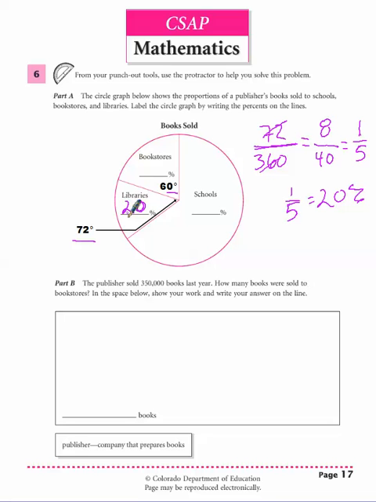As for the 60, it's the same thing. So 60 over 360, same deal. What goes into 60 and 360? 10 goes into both of them. Well, 6 goes into both of these, right? So it's just 1/6 and 1/6.